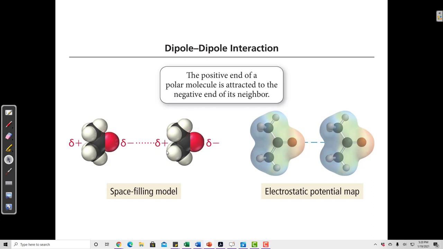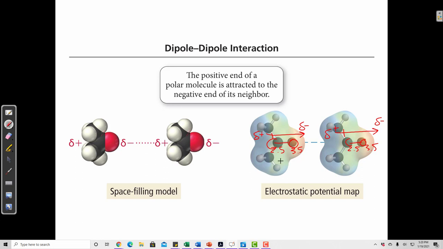So how do we know when this is going to happen? Well, like I just said, there has to be a polar bond. So C is 2.5 and O is 3.5 in electronegativity. So that means that the dipole moment goes this way. The dipole moment points at the more electronegative atom. So that means that this is negative, and the carbon down here is positive.